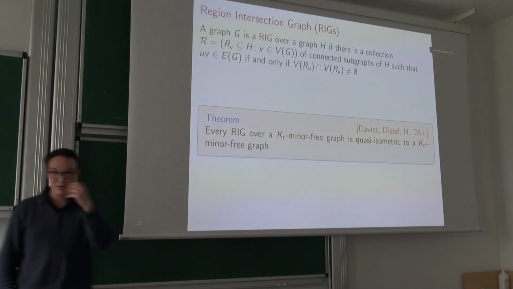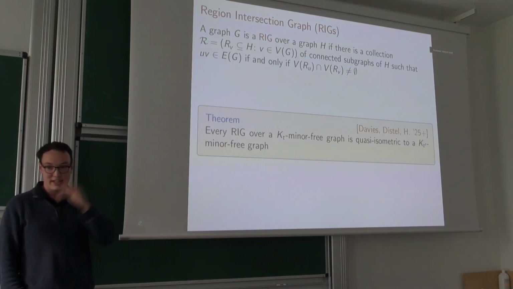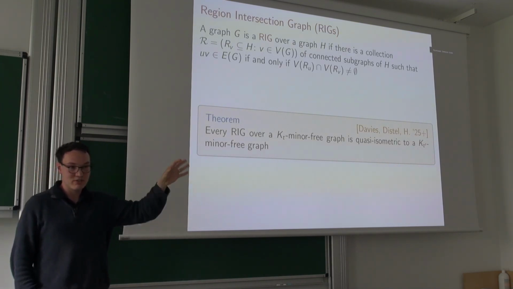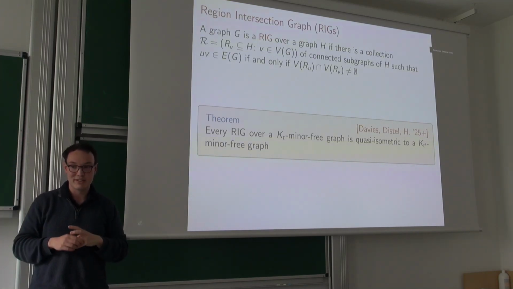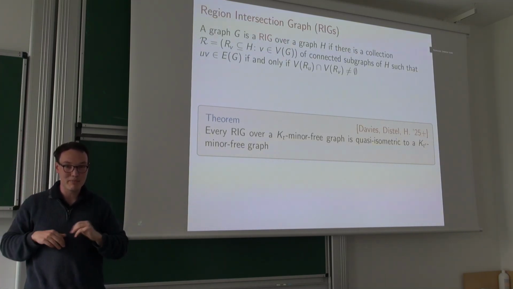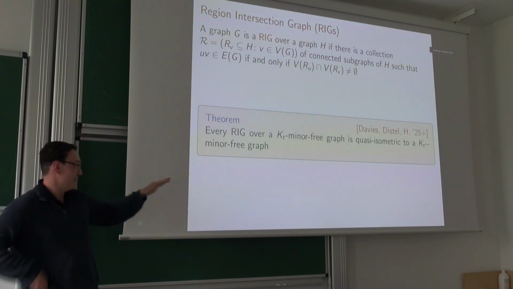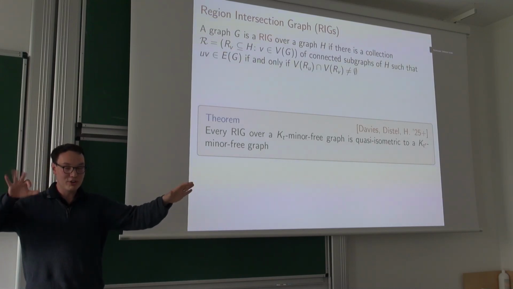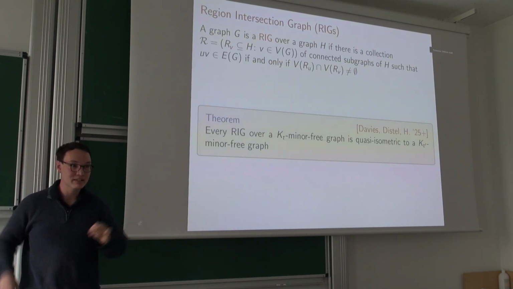Cool. And so the theorem that we're able to prove for region intersection graphs is that if a graph is a region intersection graph over a K_T minor free graph, then you are quasi-isometric to a K_T' minor free graph. So we're able to go from T to a T'. We don't think that the T' part is necessary. We can just go from T to T.